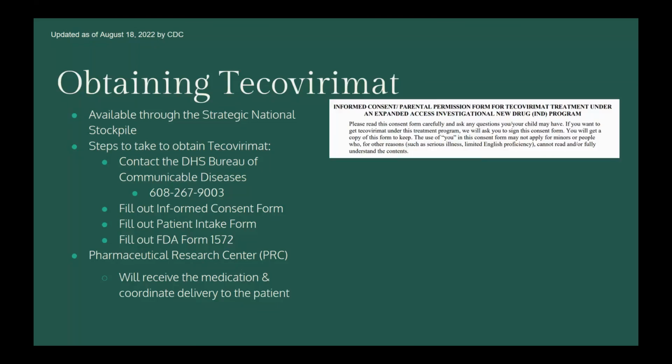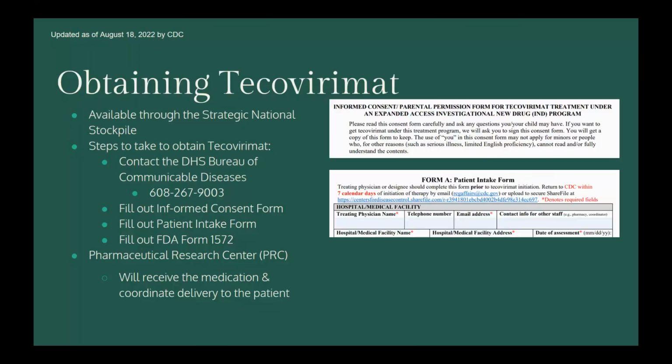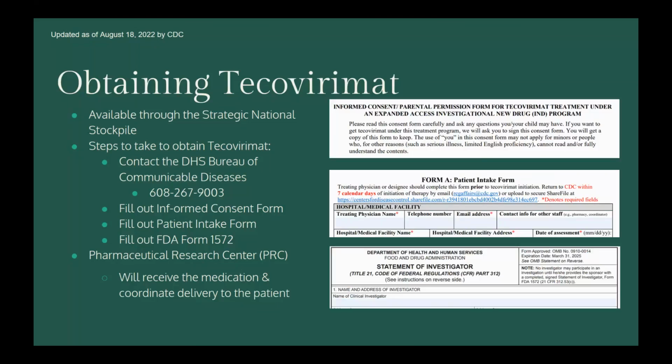So one of the forms is called the informed consent form, which is to get the patient's consent. And then we've got another form, the patient intake form, which allows the CDC to review the patient's baseline assessment for Tecovirimat. And then you fill out FDA form 1572 and provide a clinician CV. This form is required for any investigational drug use, and given this medication is under expanded access IND, it's required.